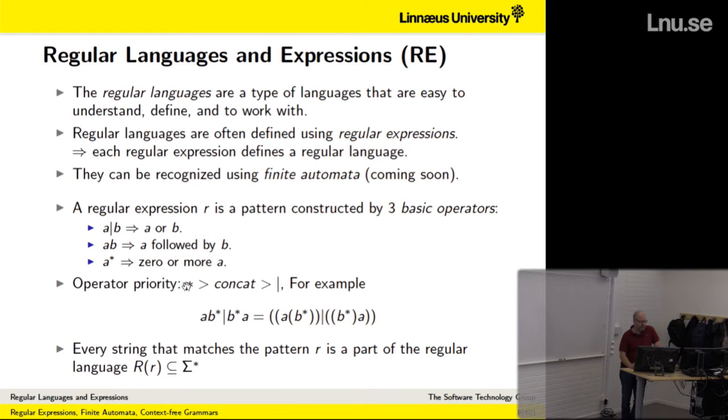Operator priority. Star has the highest priority. Concatenation has the second highest, and selection has the lowest. So this ugly regular expression should be interpreted like this. Star is attached to B, not to A and B, for example. Every string that matches a pattern, a regular expression, is a part of the language. So if I have a regular expression like this, then there are only a few strings containing A and B that match it. And they are our language. They are a subset of all possible strings containing A and B. So each regular expression defines a language. Those that are recognized by the regular expression are our language.